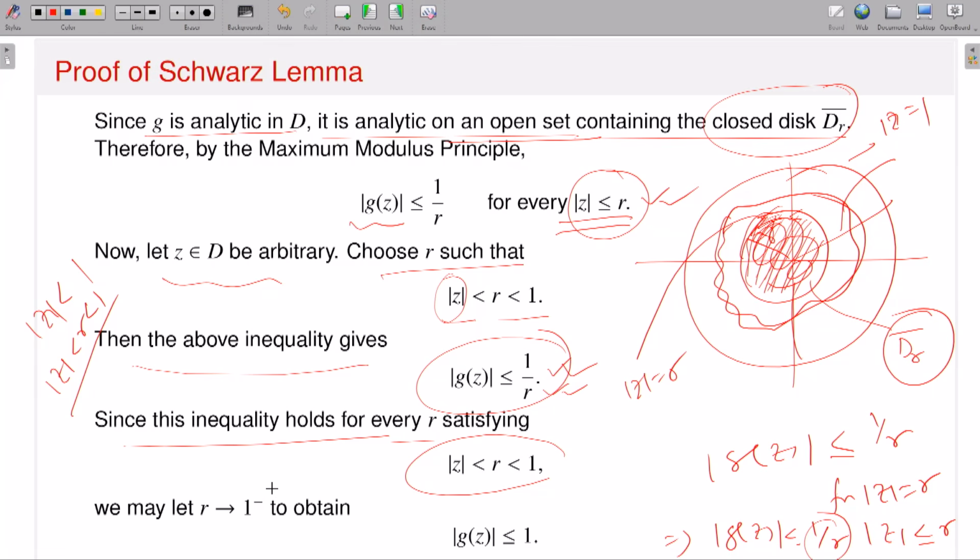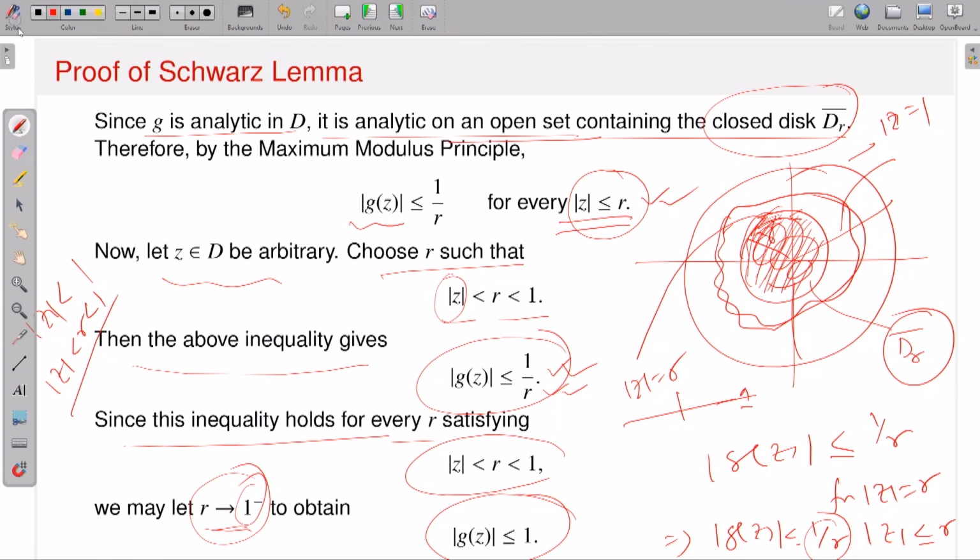Since it is true for every such R, if I take R approaches to 1 minus, I can say that modulus of G(z) is lesser equal to 1, because 1 by R approaches 1 as R approaches 1 minus. What is that? R approaches 1 minus means R is a positive number, and this is my 1, so R is approaching 1 from the left of 1. That is the meaning of 1 minus.